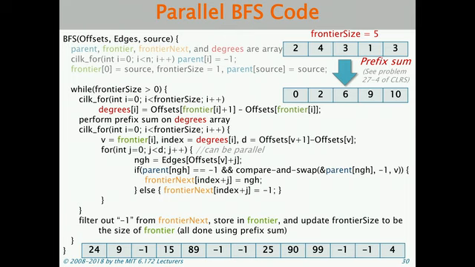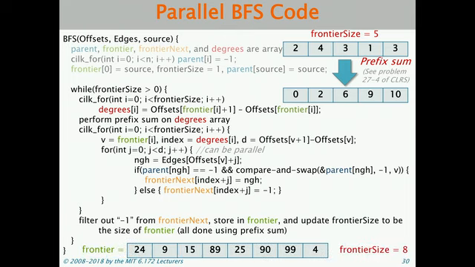And we can filter them out using a prefix sum again. And this is going to give us a new frontier. And we'll set the frontier size equal to the size of this new frontier. And then we repeat this while loop until there are no more vertices on the frontier.